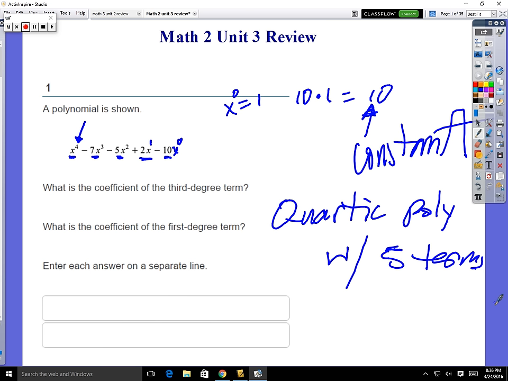And only the first 3 terms have names. So if it's just 1 term, it's a monomial, 2 terms binomial, 3 terms trinomial. So the coefficient of the 3rd degree term, that is how many of them you've got, and you have a -7 cubes. And what is the coefficient of the 1st degree term? That's how many you've got. You've got 2.